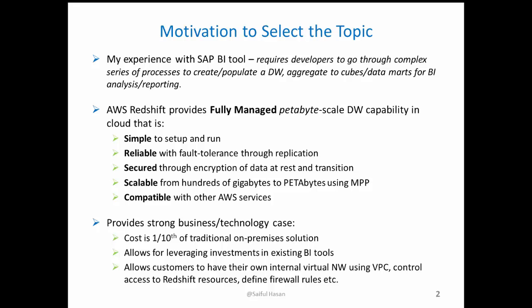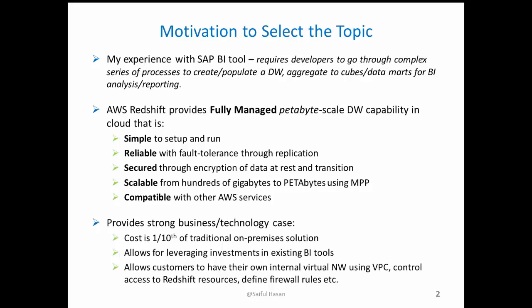Redshift provides a fully managed, petabyte-scale data warehouse capability in the cloud that is very simple to set up and run. It is very reliable, with highly reliable fault tolerance through replication of data. It is very secure, with encryption of data at rest and in transit. It is very scalable, scaling from hundreds of gigabytes to petabytes using massively parallel processing power. It is compatible with other AWS services, fully integrated with internal AWS services.